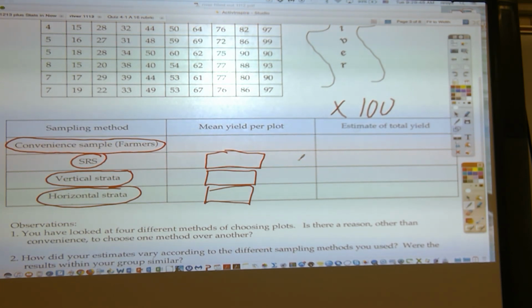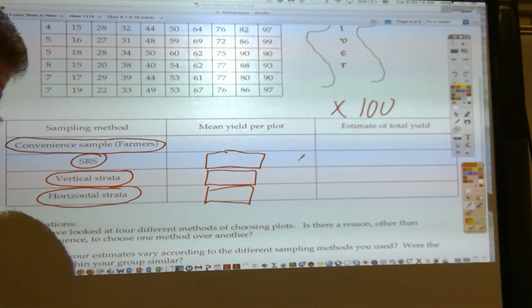Now, if you have those three numbers, I'd like you to come and report them here on the signboard by standing up, walking over here, and writing your triplet of numbers in these three boxes. Add them up, divide by 10, and then multiply by 100. And decimals are okay. We like decimals when we're calculating means or averages.